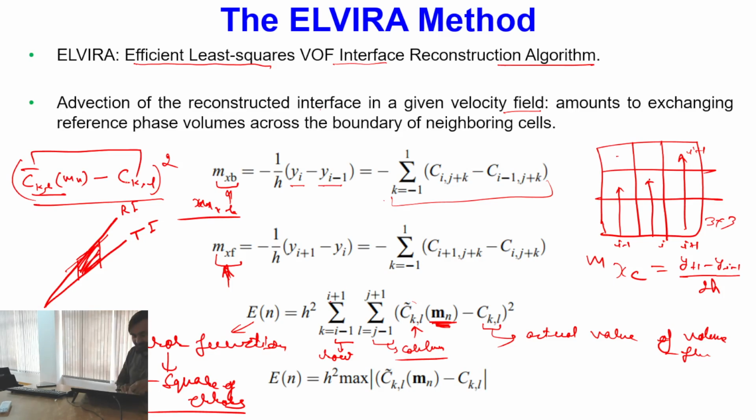Now what I have done, I have taken the square of the error in a particular cell, and then I have added this square for all the cells in my 3 by 3 stencil. All are clear with this point?